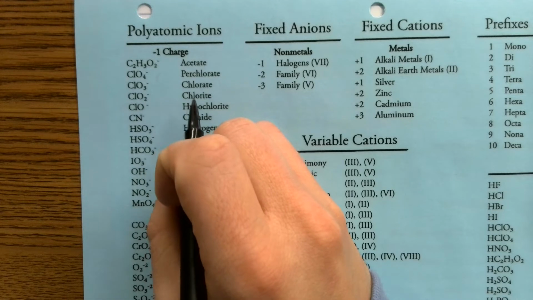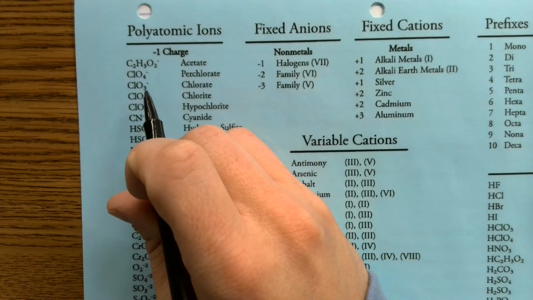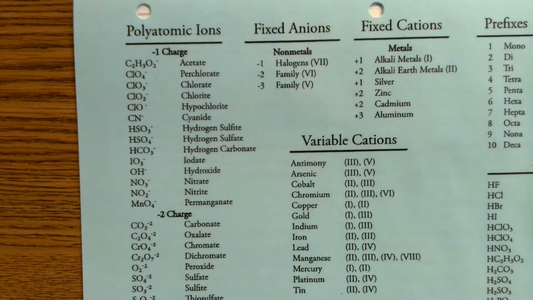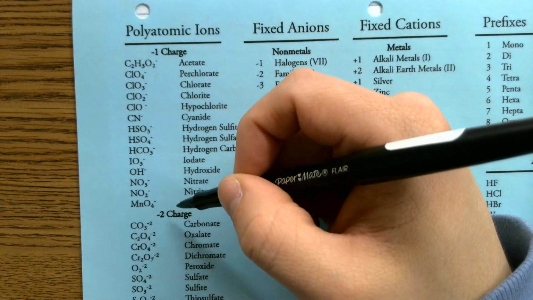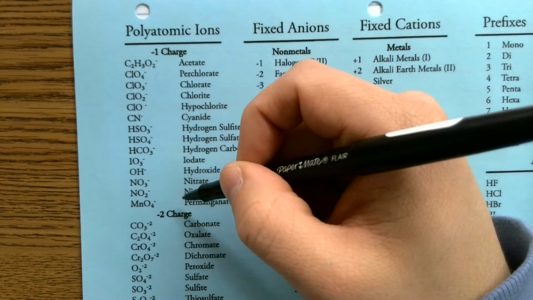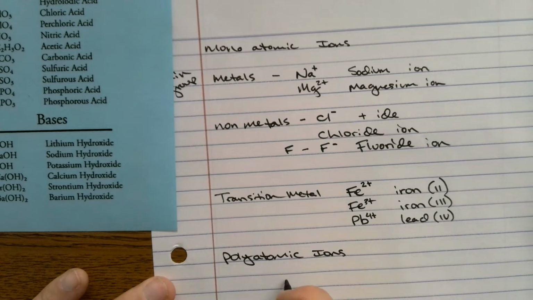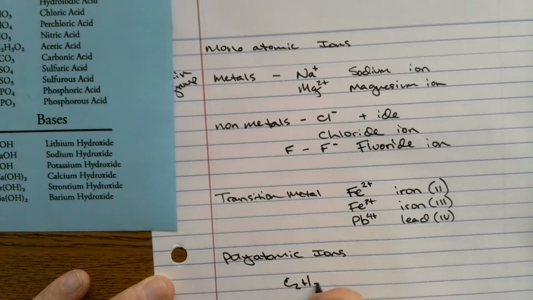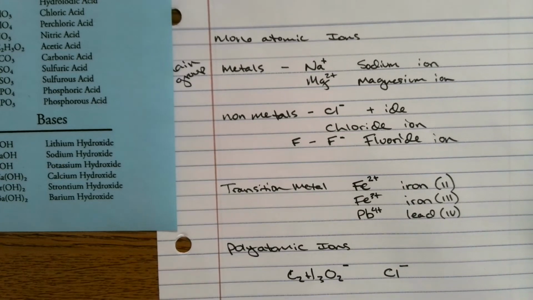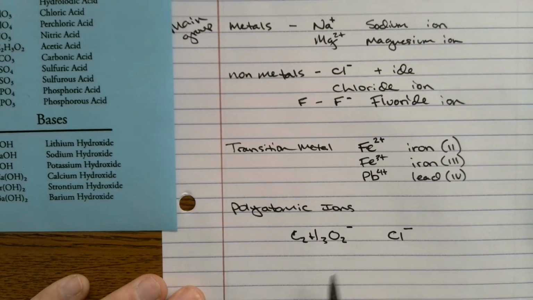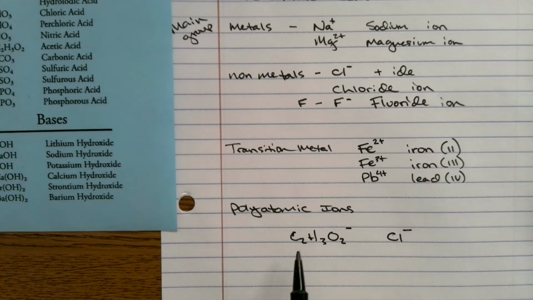So we have something like chlorate. It's ClO3 with a negative. I want you to imagine that these polyatomic ions are going to act just like regular charged atoms. For example, a polyatomic ion, C2H3O2, has a negative charge. Another element that has a negative charge is chlorine. So acetate and chlorine are actually going to act the same, except the polyatomic ion of acetate is going to have more than one atom.